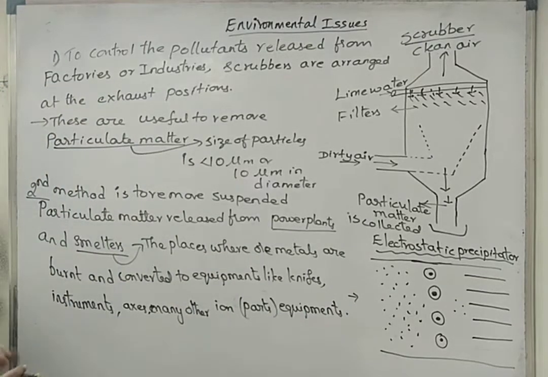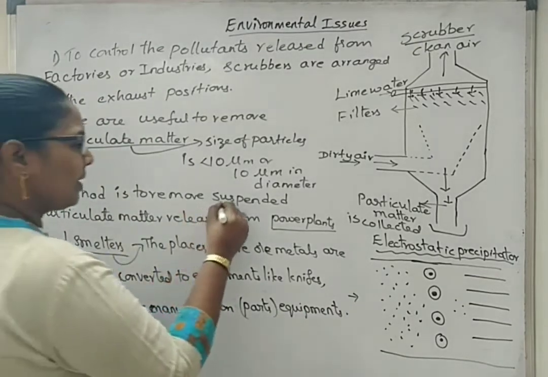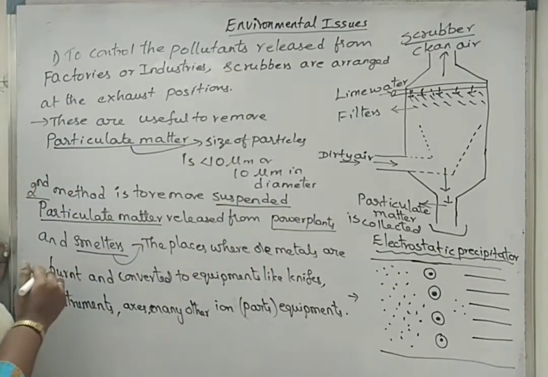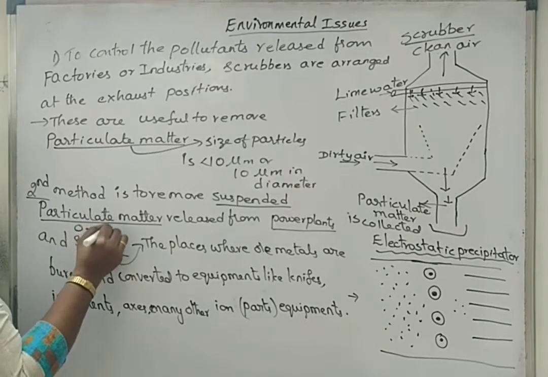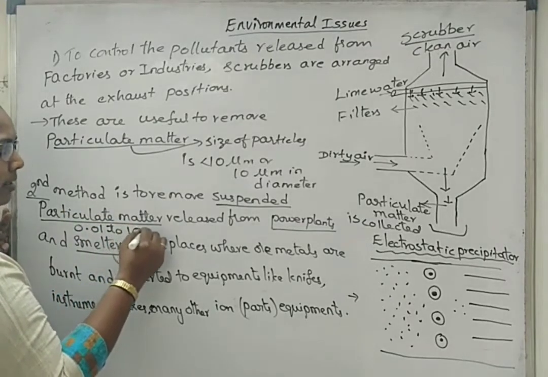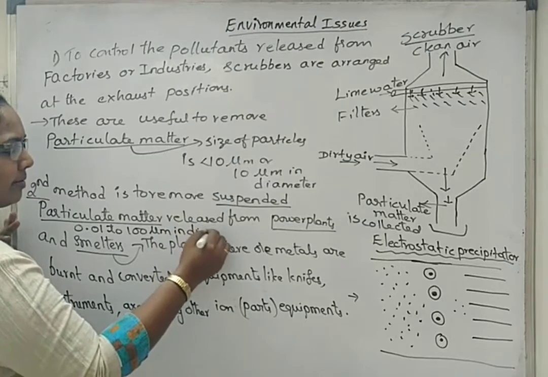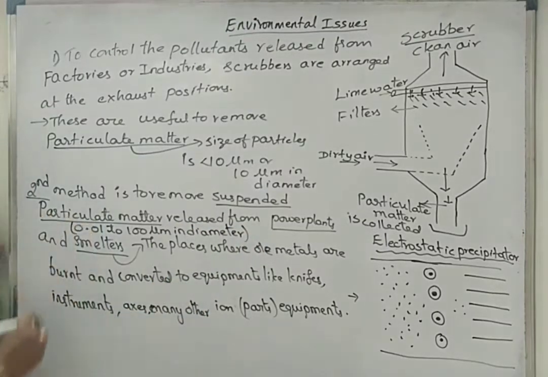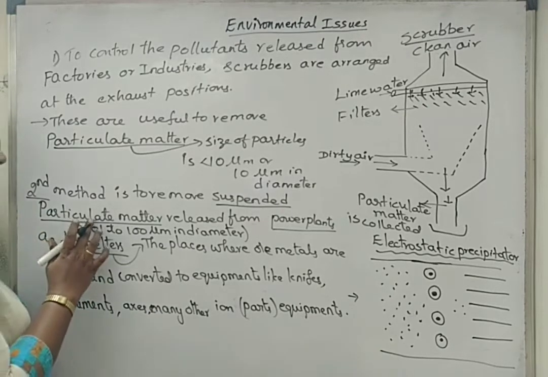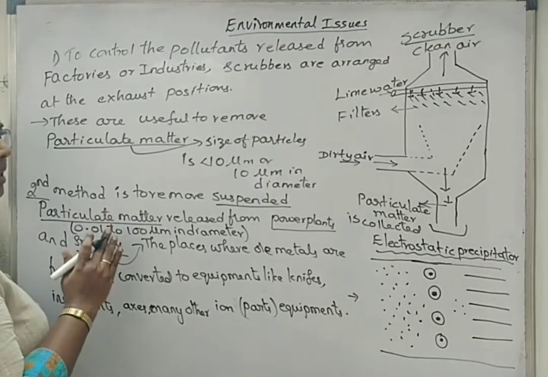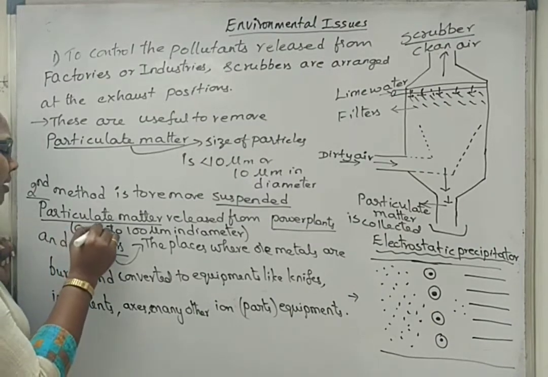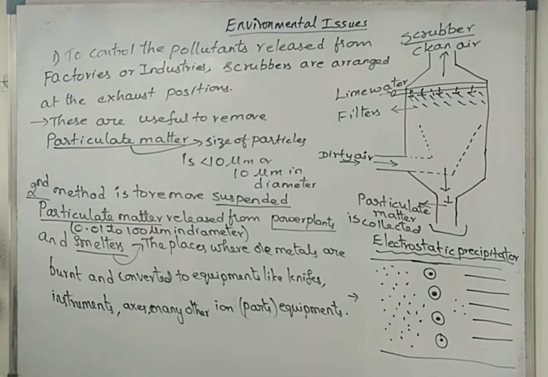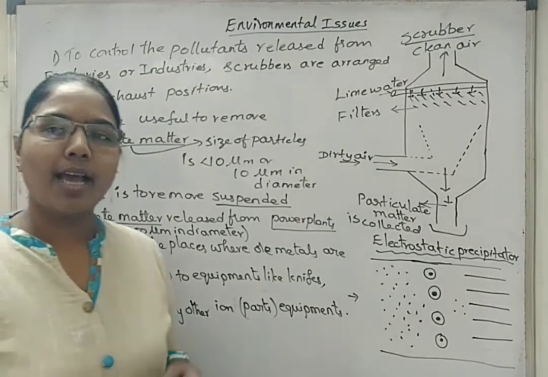Now, this method is to extract or separate the suspended particulate matter. Suspended particulate matter has a particle size of 0.01 to 100 micrometers in diameter. Mostly it will be less than 100 micrometers in diameter. This suspended particulate matter is more toxic than particulate matter, because here its measurement is 0.01 micrometers in diameter. These types of suspended particles are very harmful for the alveoli of the lungs.